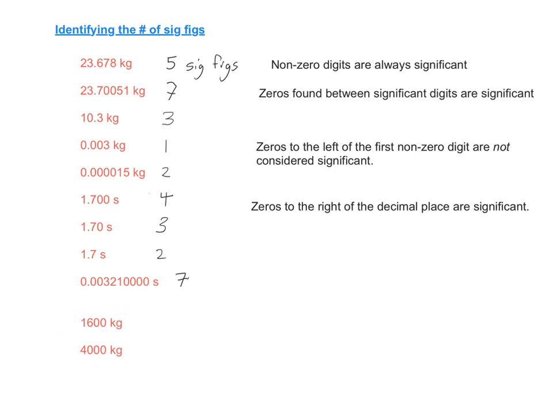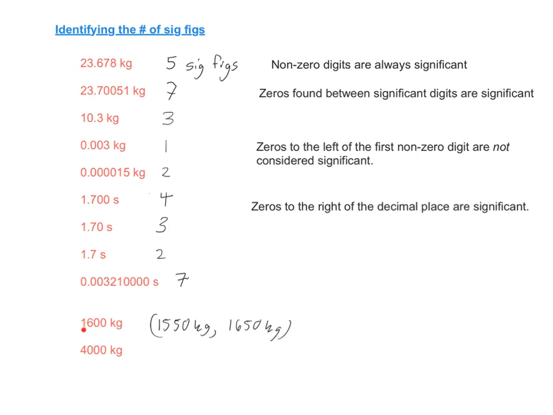And this occurs when you write your answer as an integer, like 1,600 kilograms or 4,000 kilograms, no decimal points. In this case, it's not clear how many significant figures there are. For example, when you write 1,600 kilograms, do you really mean that there are 2 significant figures? In which case, that means that your actual answer would be somewhere between 1,550 kilograms and 1,650 kilograms. In other words, somewhere in that range. That would be the case if there were 2 significant figures here.